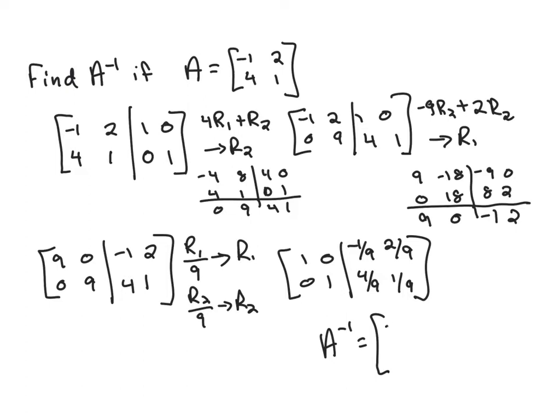And you can pull out the 1 over 9 if you like. It would be equivalent. And ta-da. And the way you check your answer is you take your answer here, multiply it times the original, and make sure that you get the identity. So always check your work.